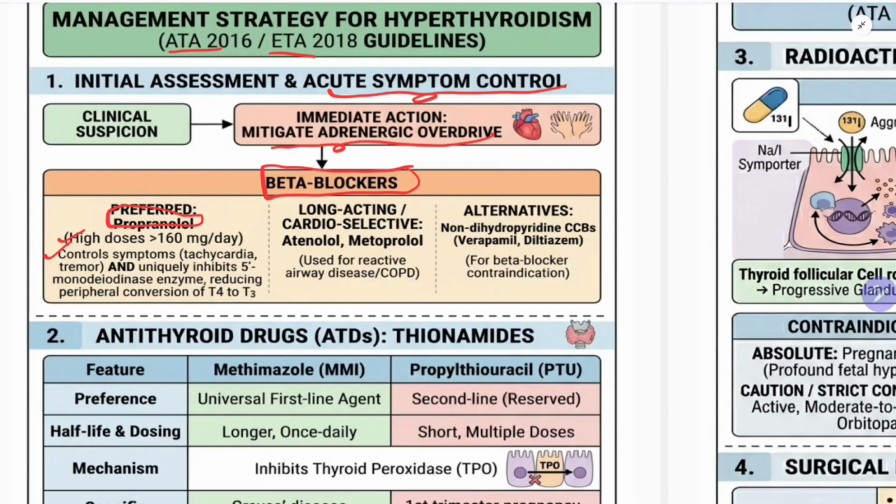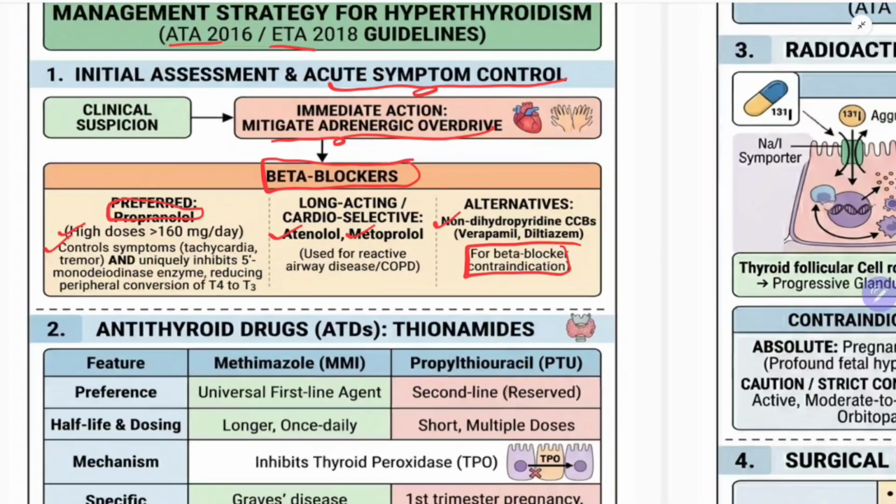Now, if it is contraindicated, for example, in case of asthma or COPD, propranolol is contraindicated. Okay. So there you can use cardioselective long-acting beta blockers like metoprolol. Now again, if all the beta blockers are contraindicated, then you can use alternatively non-dihydropyridine calcium channel blockers like verapamil, diltiazem when there is beta blocker contraindication. That is, you are controlling symptoms first.